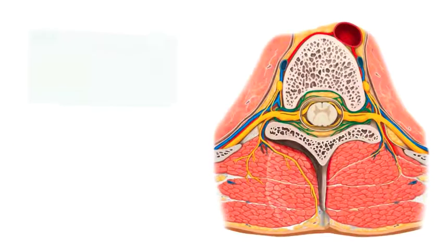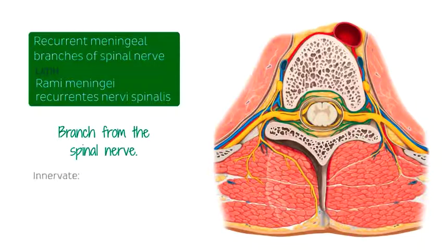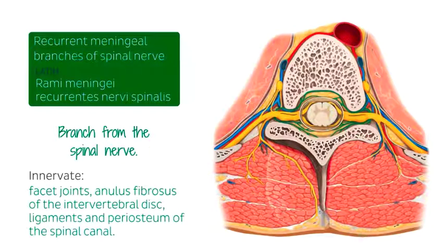And finally, we're going to be highlighting these structures that you see now, which are known as the recurrent meningeal branches of the spinal nerve. And the meningeal branches of the spinal nerve, also known as recurrent meningeal nerves, are a number of small nerves that branch from the spinal nerve near the origin of the anterior and posterior rami, but before the rami communicantes branch. They re-enter the intervertebral foramen and innervate the facet joints, the annulus fibrosus of the intervertebral disc, and the ligaments and periosteum of the spinal canal, carrying pain sensation.